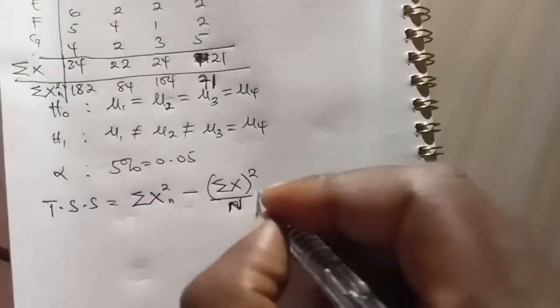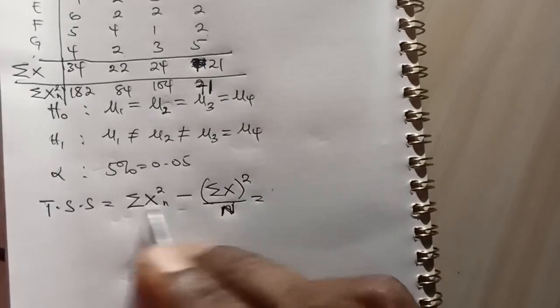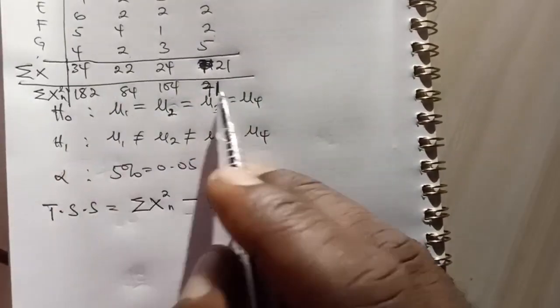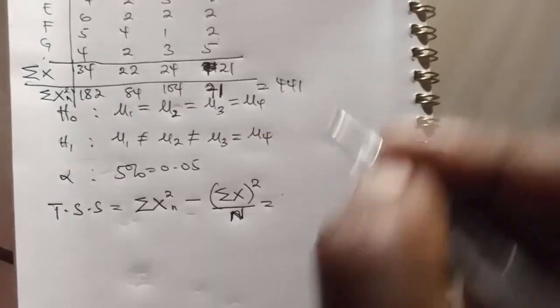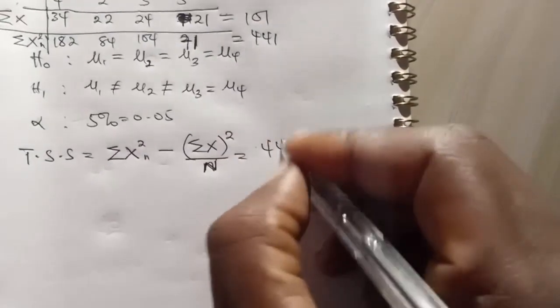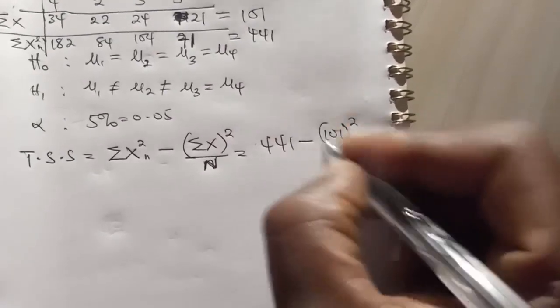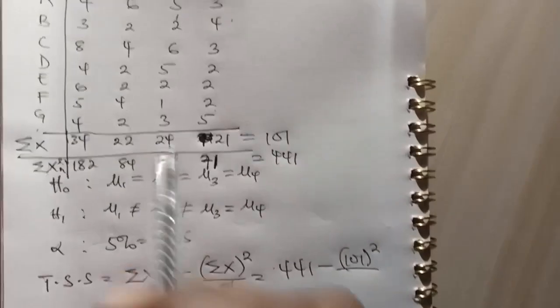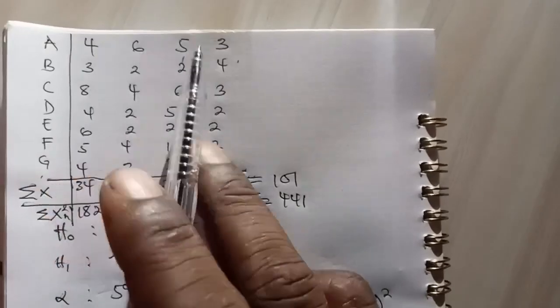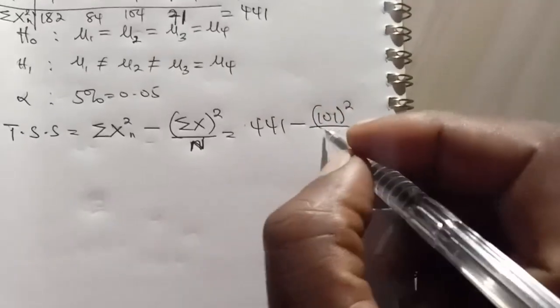So if you add all of this, you are going to get 441. If you add all of this, you are going to get 101. So which will be 441 minus 101 squared over, if you count all of this, 1, 2, 3, 4, they are 28 in number. So we say n is 28. So we say divided by 28.